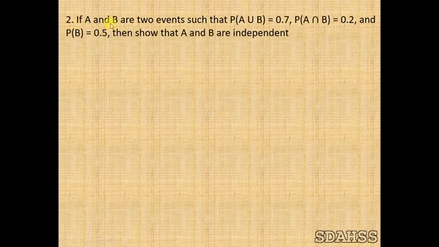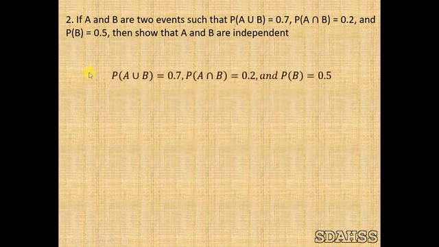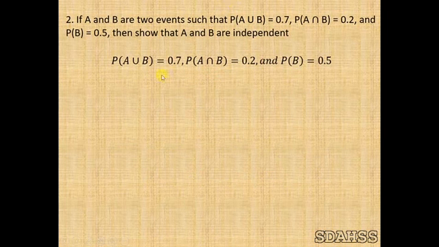Second sum. If A and B are two events such that P of A union B is equal to 0.7, P of A intersection B is equal to 0.2 and P of B is equal to 0.5, then show that A and B are independent. Given P of A union B is equal to 0.7, P of A intersection B is equal to 0.2 and P of B is equal to 0.5. We want to show that A and B are independent.